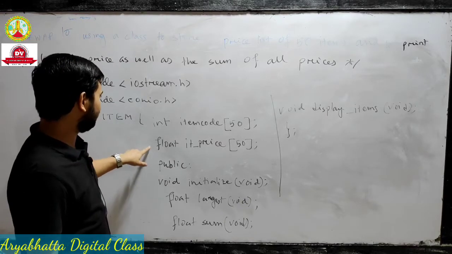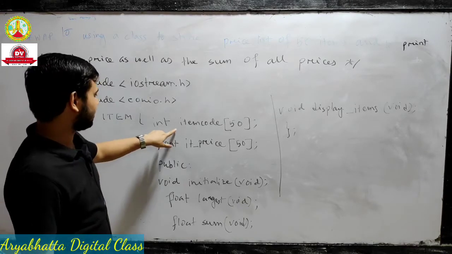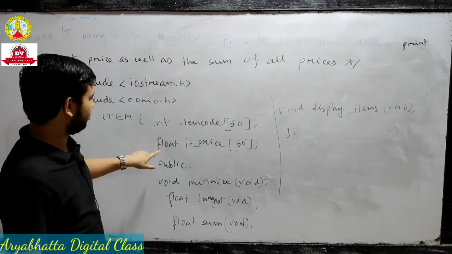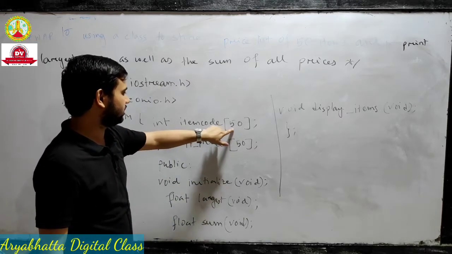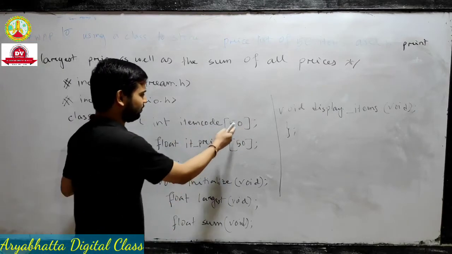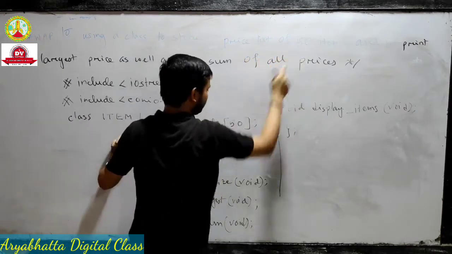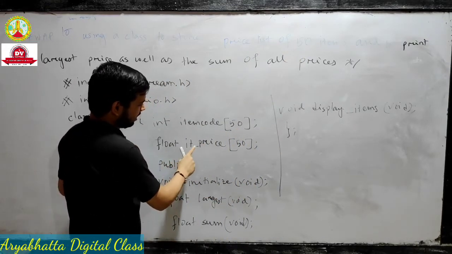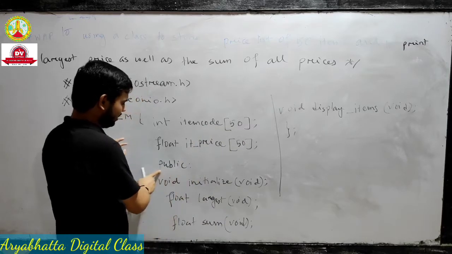Okay. And these two will be data members. Data member means int, which is called the data type. Item code, this is an array. What does array mean? You have to take 50 items. Here, float data type, item underscore price 50. And this is the accessibility mode.